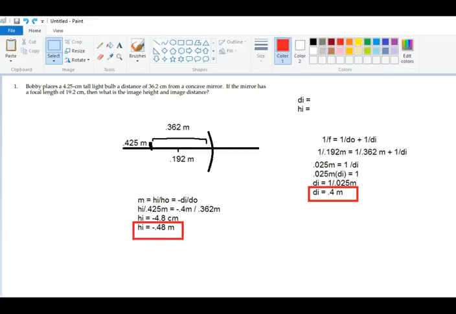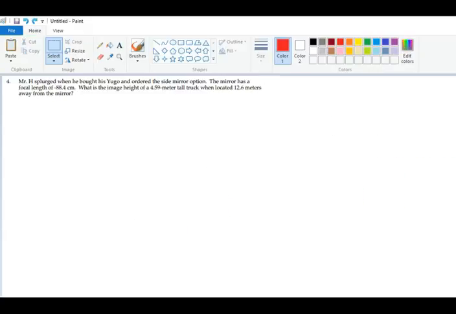Alright, so now our second problem is very similar to our first one. It states that Mr. H splurged when he bought his Yugo and ordered the side mirror option. The mirror has a focal length of negative 88.4 centimeters. We're trying to find the image height given that the object is 4.59 meters tall and that the distance between the object and the mirror is 12.6 meters.